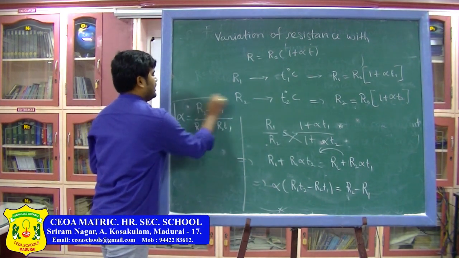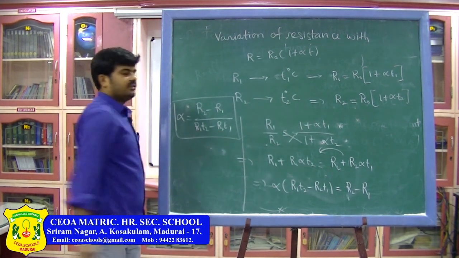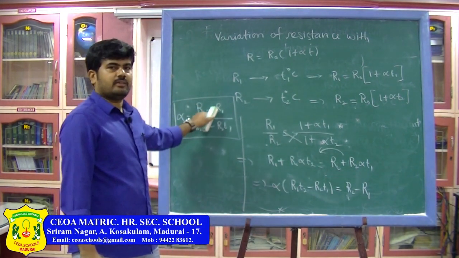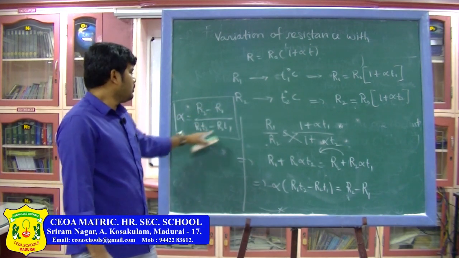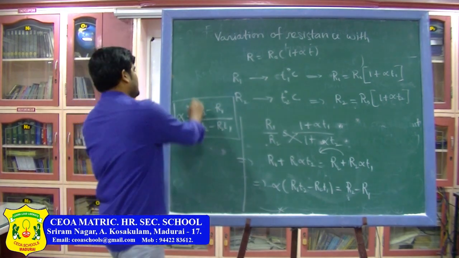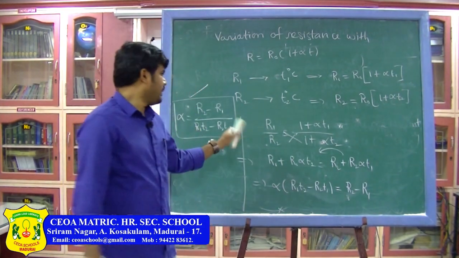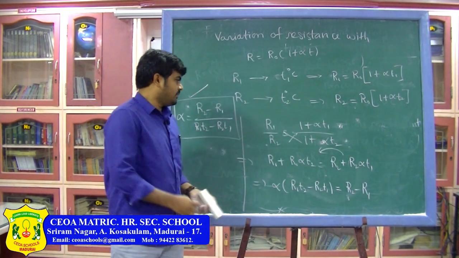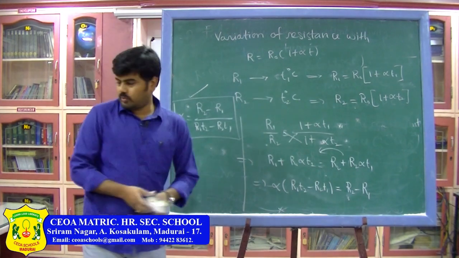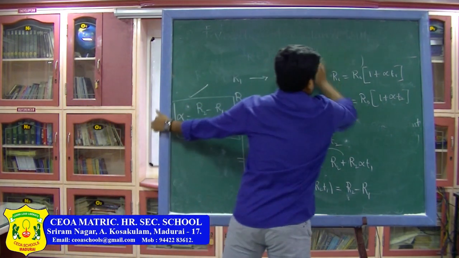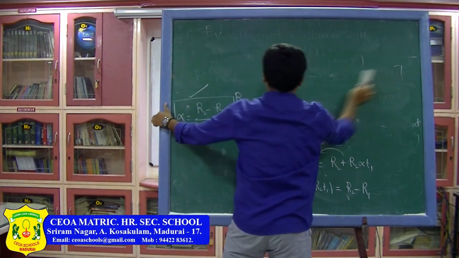This is the expression for temperature coefficient of resistance in terms of two resistance values and two temperature values. So this is another formula: R2 minus R1 divided by R1 T2 minus R2 T1. So that is the concept. In some problems there is another formula for calculating alpha.